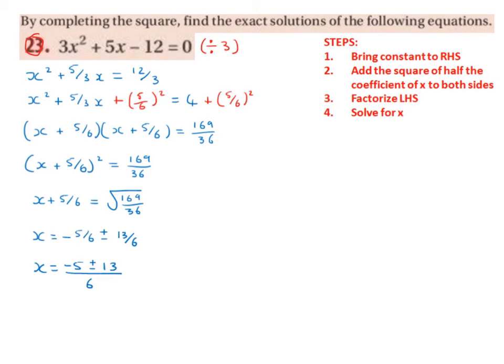So now we need to solve for x. x plus 5 over 6 multiplied by x plus 5 over 6 is x plus 5 over 6 squared. We're going to bring the squared over the equal sign. It becomes square root of 169 over 36. We're going to bring the 5 over 6 over the equal sign. It becomes minus 5 over 6. So x is equal to minus 5 over 6 plus minus, and root 169 is 13, and root 36 is 6. So x is equal to minus 5 plus minus 13 all over 6.